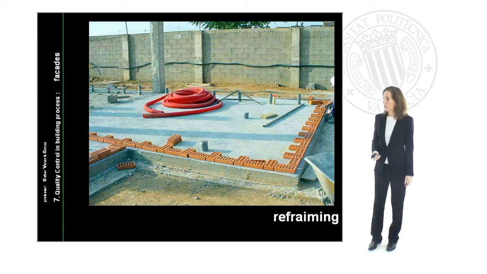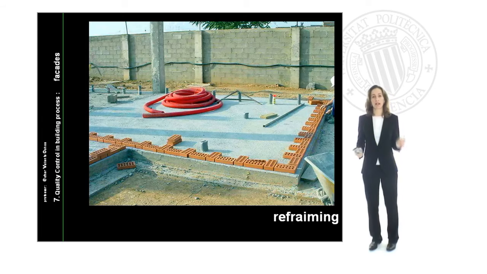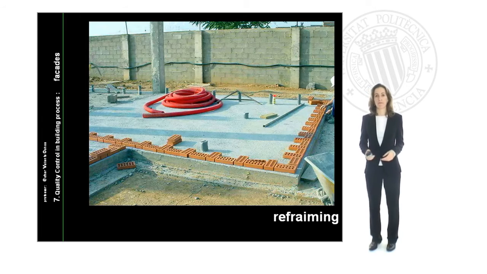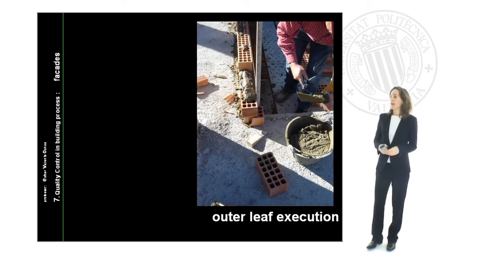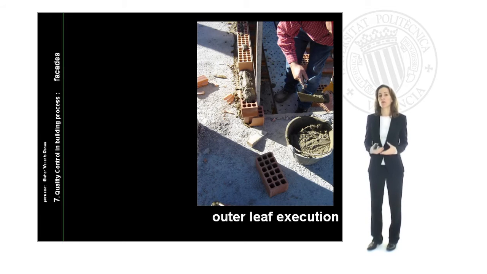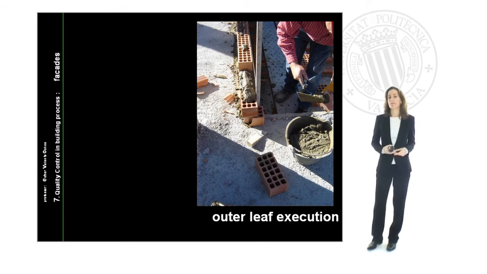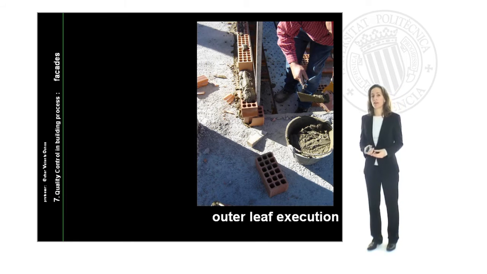We can see here how the worker is putting on the bricks and the joints with a proportional size between each of them. The first area we are going to make is the outer leaf execution. The outer leaf is the first area we are going to do, and the face of our facade. So we have to control this very well, following the specifications written in our project.